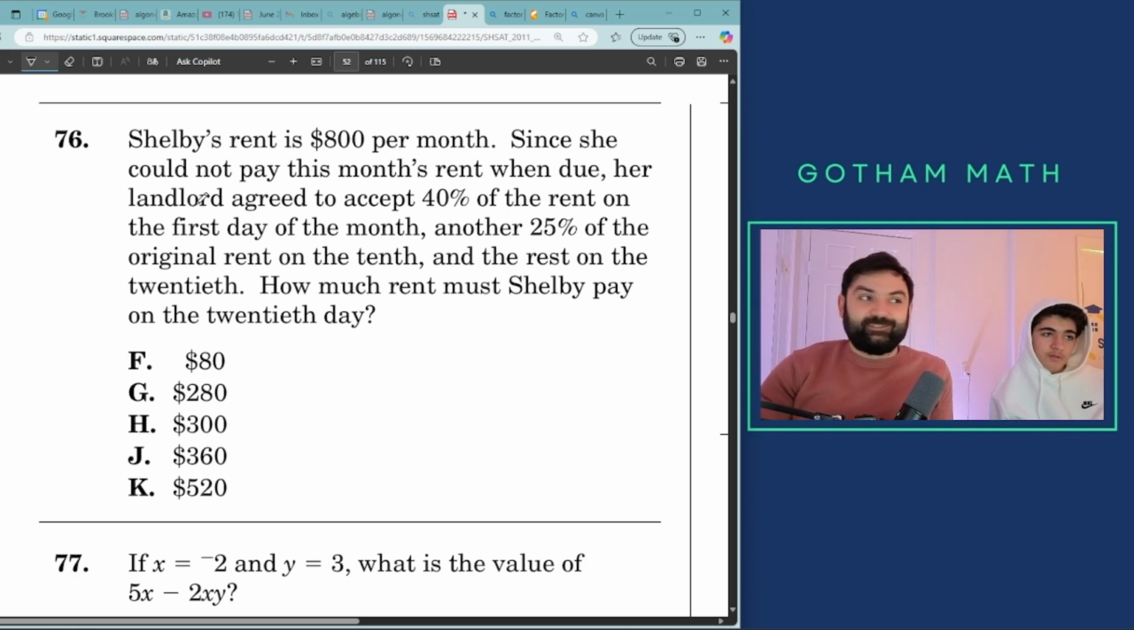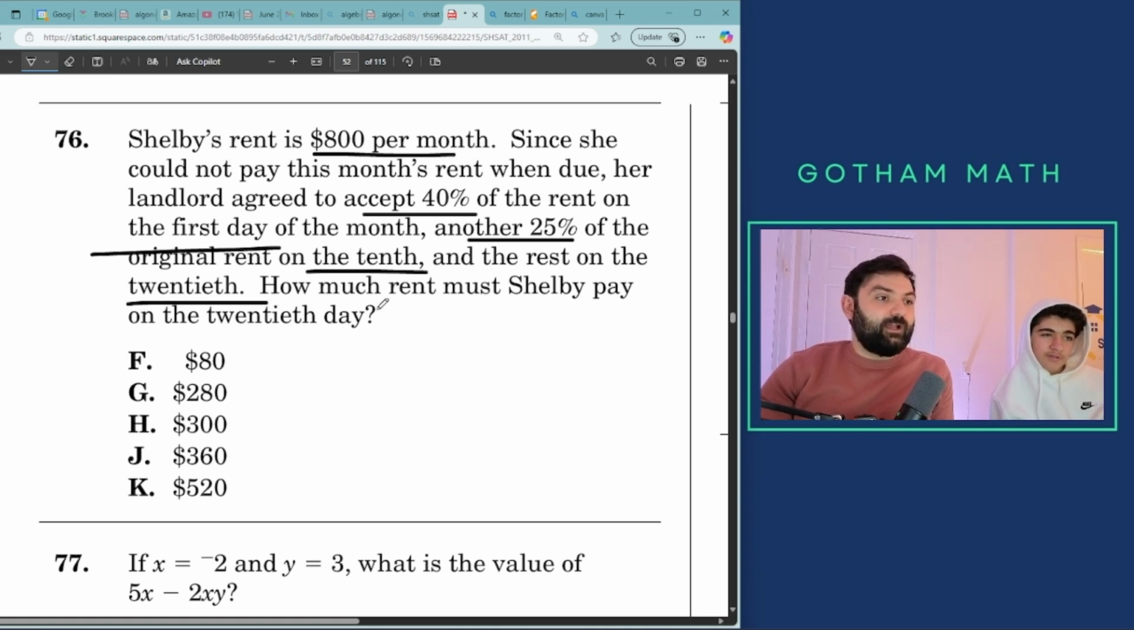Yeah. Let's see. Shelby's rent is $800 per month. Since she could not pay this month's rent when due, her landlord agreed to accept 40% of the rent on the first day of the month and another 25% of the original rate on the 10th, and the rest on the 20th. How much rent must Shelby pay on the 20th? Can I tell you how I did it? Oh, yeah, well, tell me.